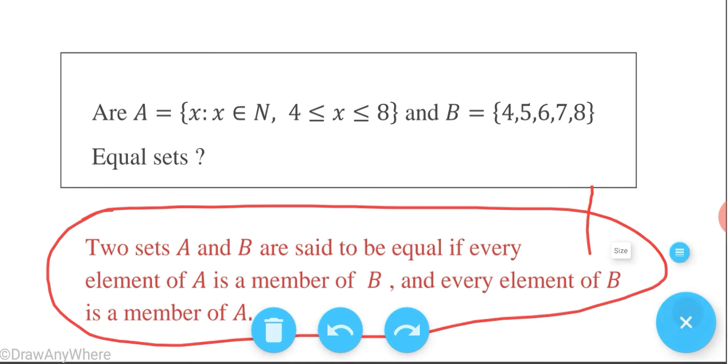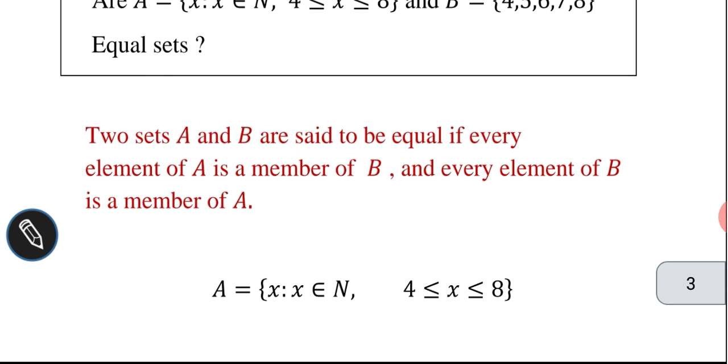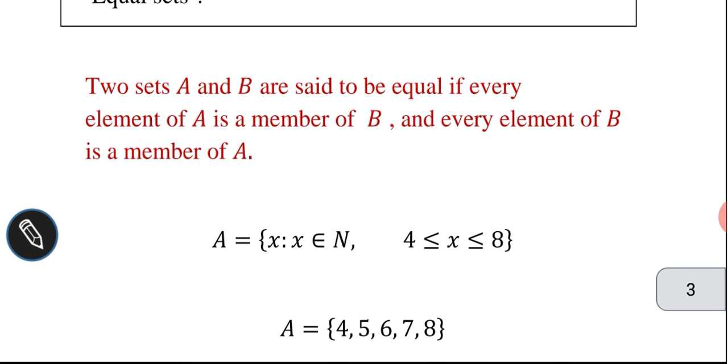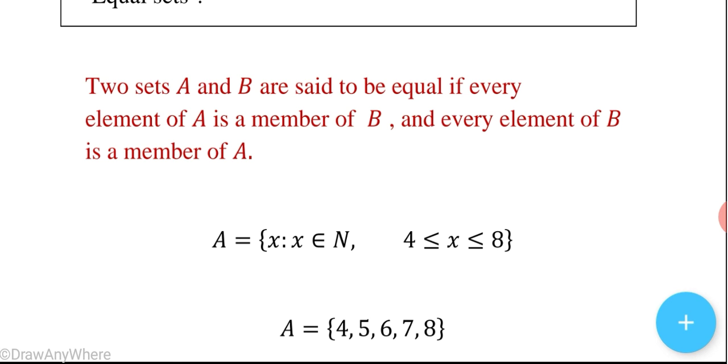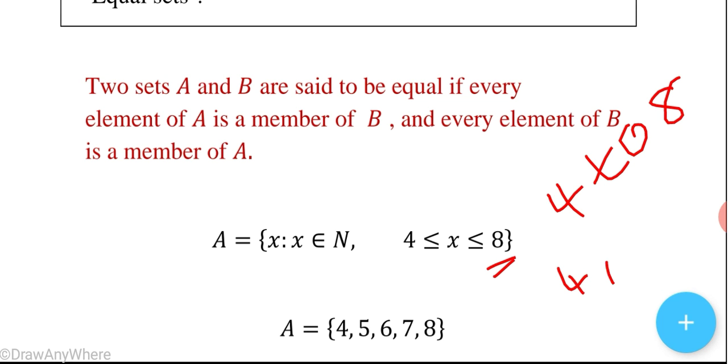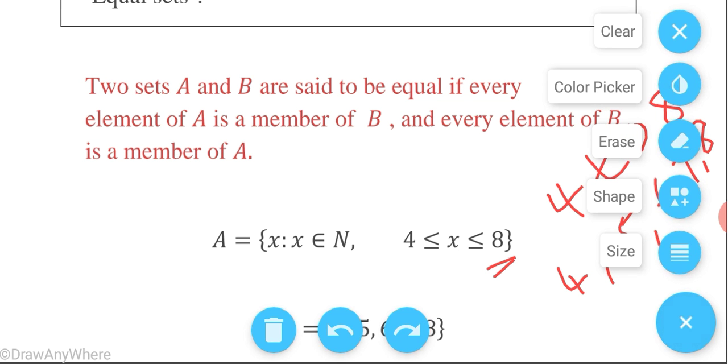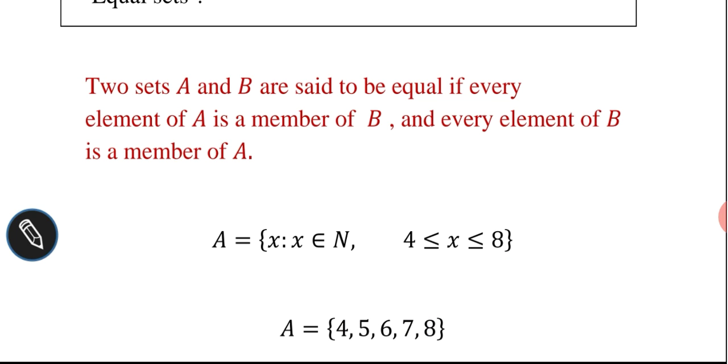Now the set A is {x such that x belongs to N, 4 ≤ x ≤ 8}. The value of x takes from 4 to 8, starting with 4 and ending with 8. So 4 to 8 means 4, 5, 6, 7, 8. So A equals {4, 5, 6, 7, 8}.